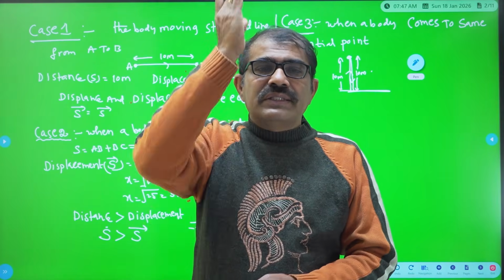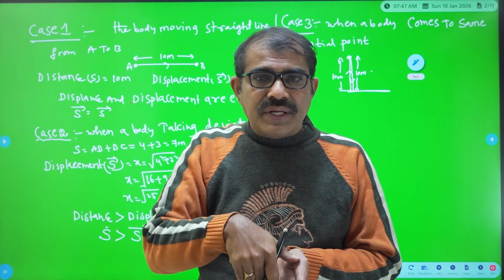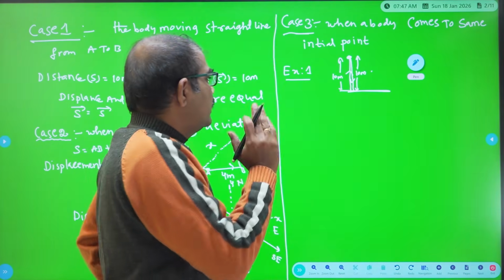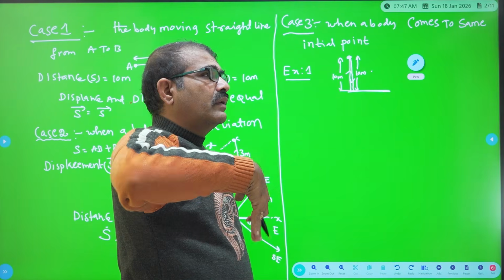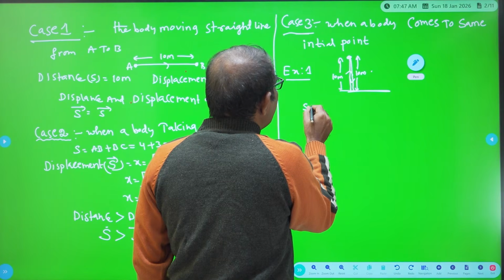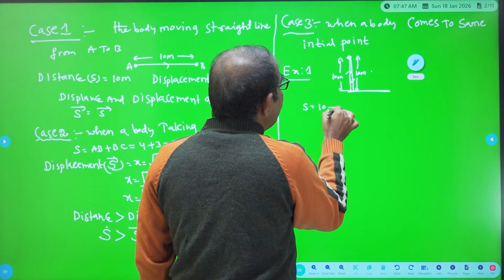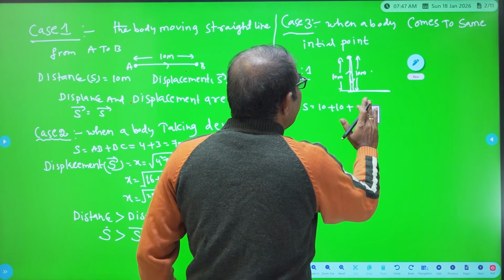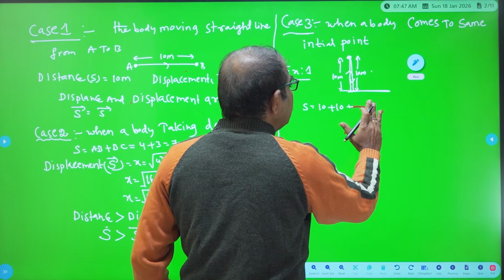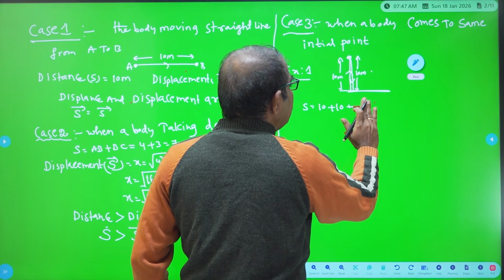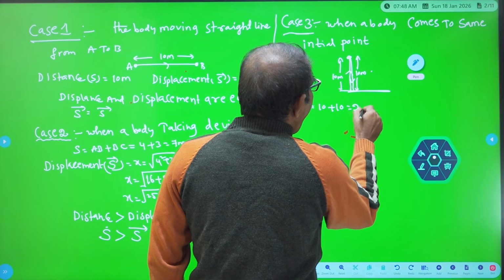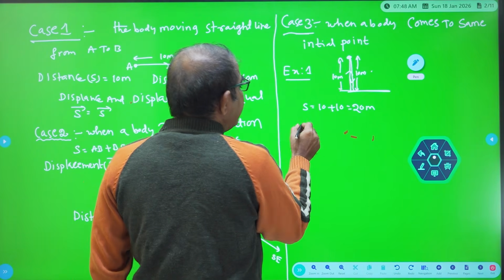The ball is projected upwards. It reaches 10 meter, right? Again it reaches the same point. What is the distance and displacement? Upward is 10, downward is 10. Distance S is equal to upward 10 plus downward 10, that is equal to 20 meter.